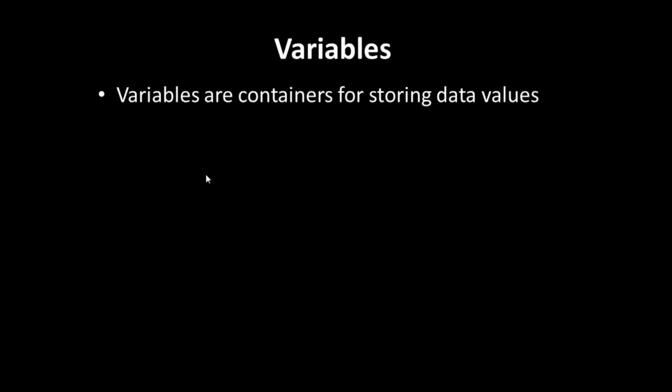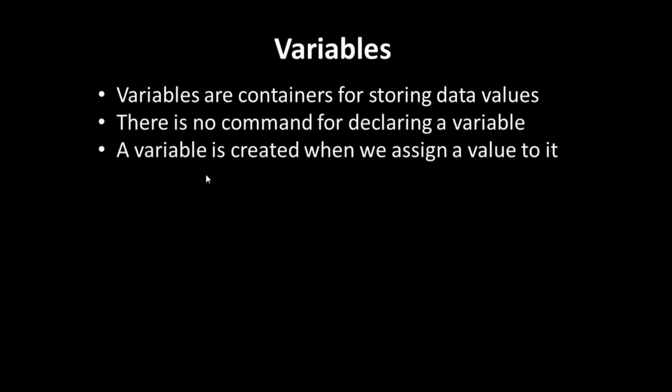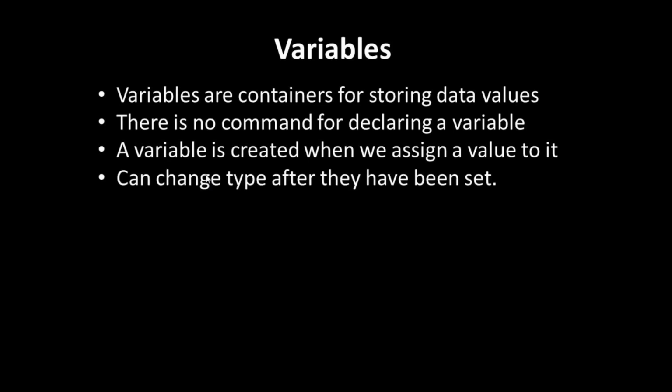Now, very important thing, variables. Variables are nothing but containers for storing data values. Any value that you want to store, we should have a variable. This is very interesting in Python. Like any other programming language, like C, C++, Java, C Sharp, anywhere, we have to declare a variable. But in Python, there is no command for declaring a variable. A variable is created when we assign a value to it, and the type of the variable depends on what value we assign to it. So this is quite different compared to other languages.